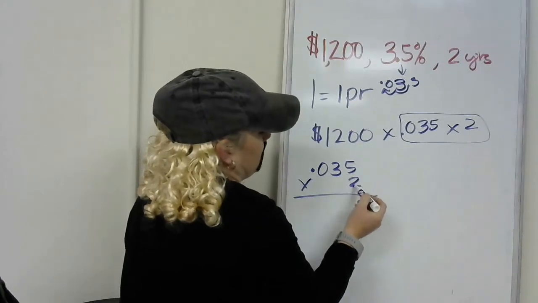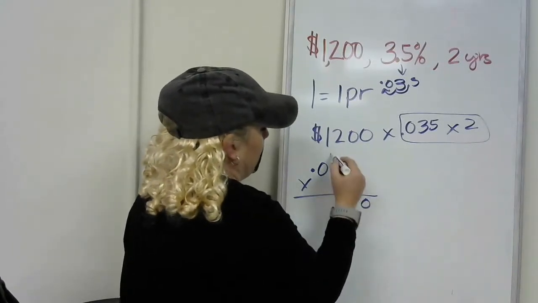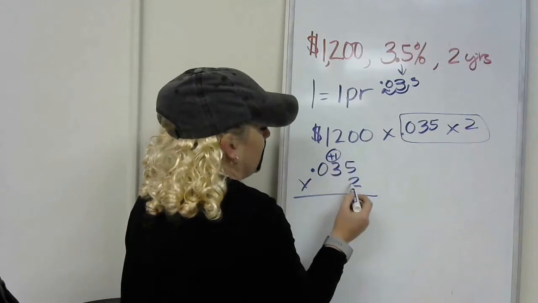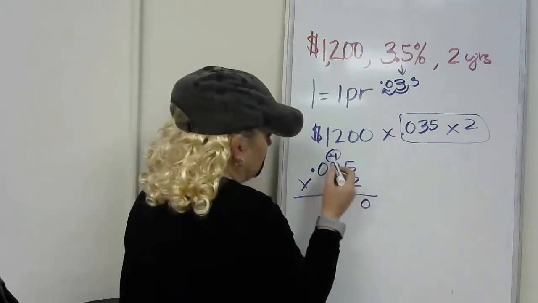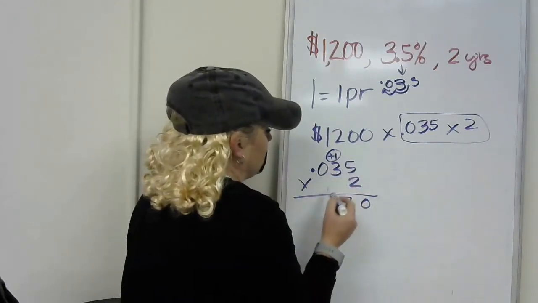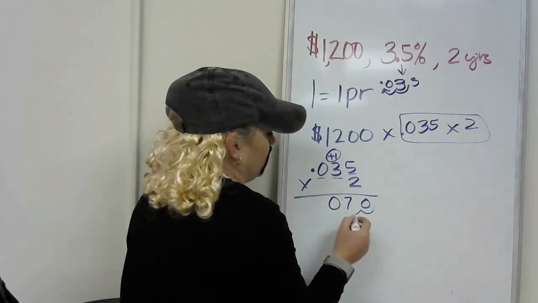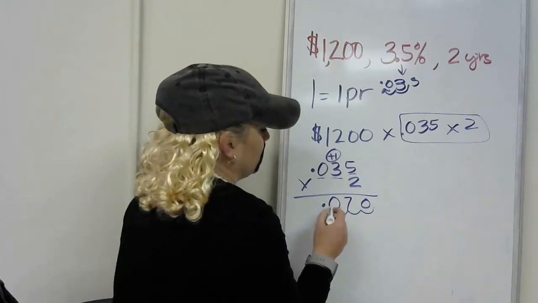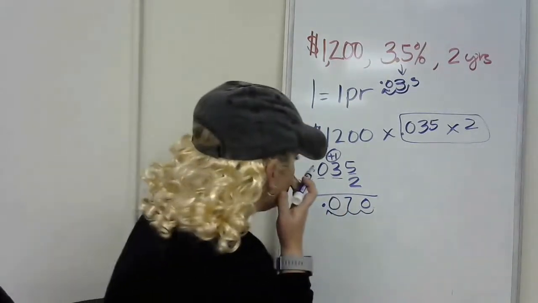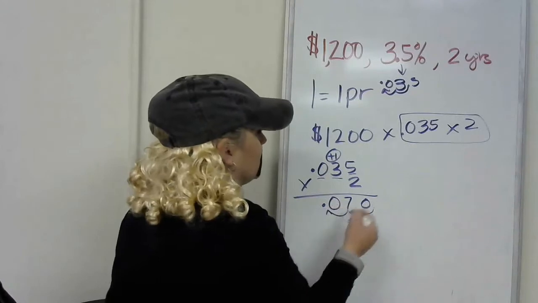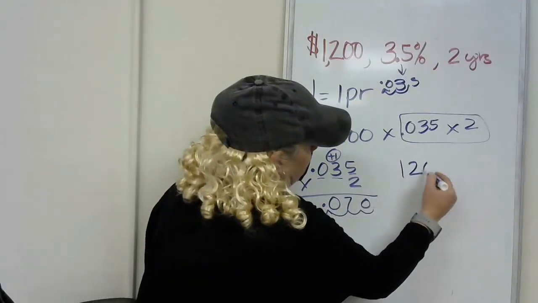Okay, so we have 5 times 2, which is 10. The 0 can stay. The 1 got to go. And 3 times 2 is 6. And 6 plus 1 is 7. And 0 times 2 is 0. And we got 1, 2, 3 decimal places. Boom, boom, boom. All right? So that's what that is. All right? So now we're going to take this and we're going to multiply by our 1,200.